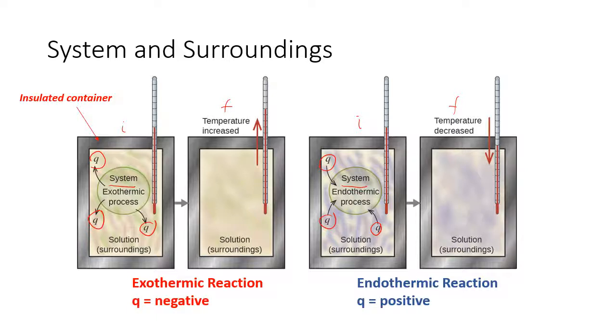For an exothermic reaction, the sign on our heat or our Q is negative. And on an endothermic reaction, the sign on our Q is positive. The signs just mean if it's endothermic or exothermic. They only tell us the direction of heat flow.